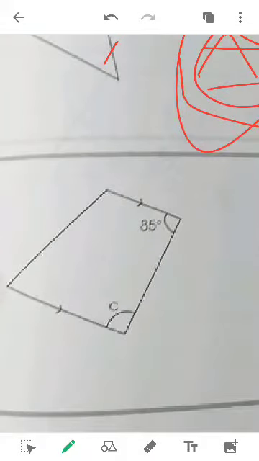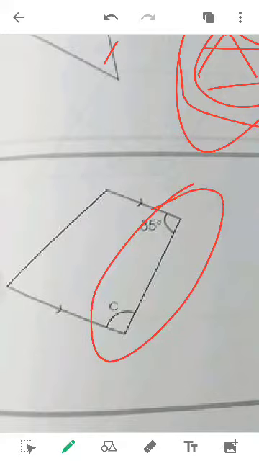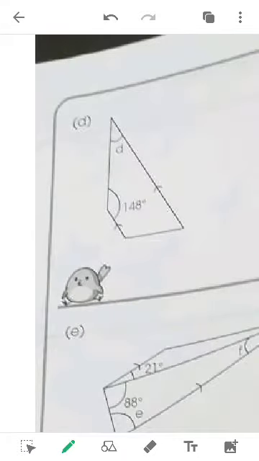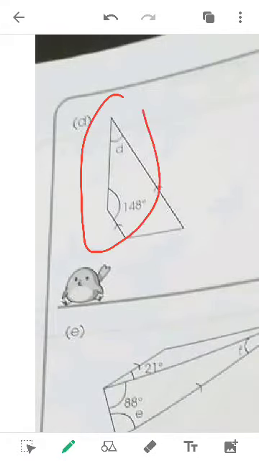Similarly, this C and 85 are lying on a non-parallel line. There is no arrow on this line, so it means it is a non-parallel line, and you can put the sum equal to 180 degrees. The very same goes for part D. This line D and this angle are not on a parallel line. No arrow is marked, so you can put D plus 140 is equal to 180 degrees.